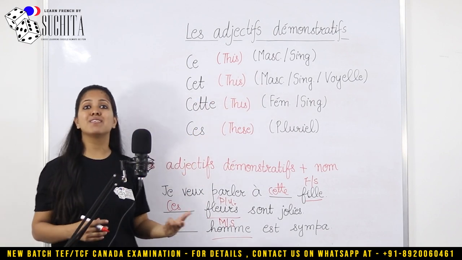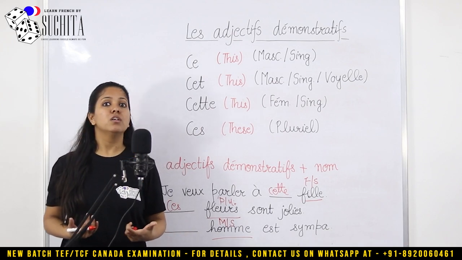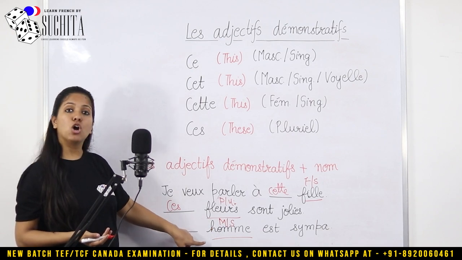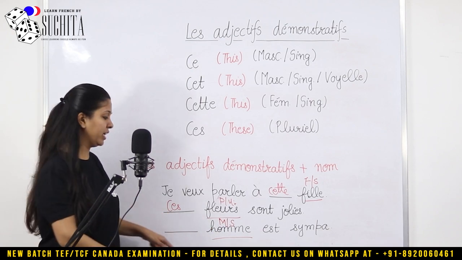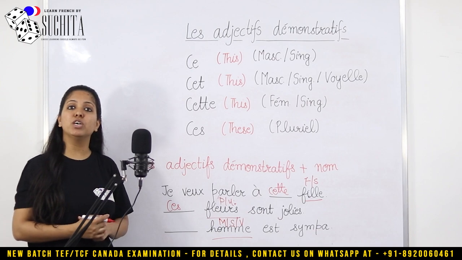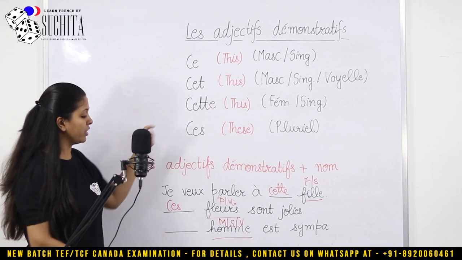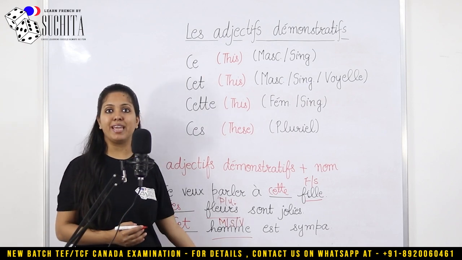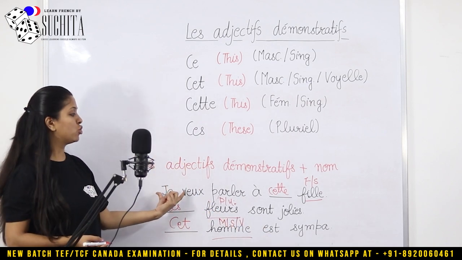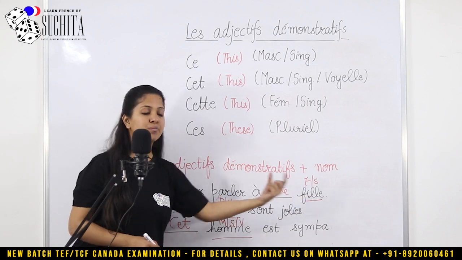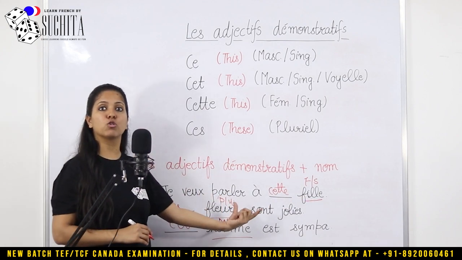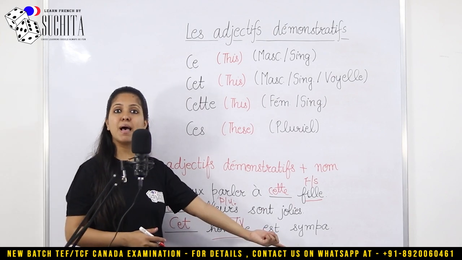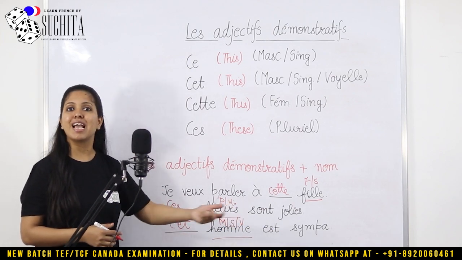Now, in French, H is silent. It's a mute letter. So, we consider it as a vowel. So, that means you can say, this is masculin singulier and it begins with a vowel. So, second one, which is cet. Cet homme est sympa. Je répète. Cette fille. Ces fleurs sont jolies. These flowers are pretty. Cet homme est sympa. This man is nice.